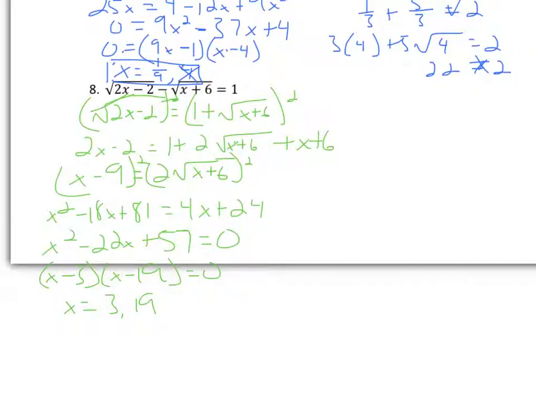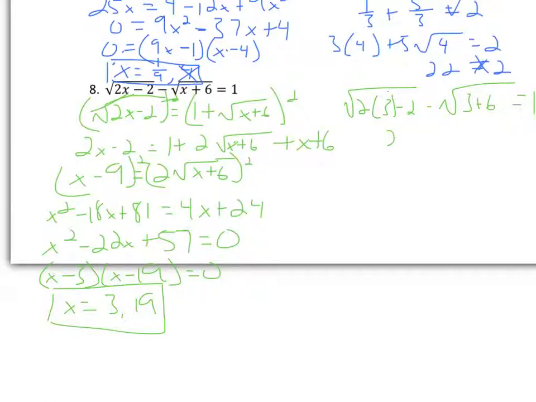Now we've got to plug it back in and check. Okay, so we've got square root of 2 times 3 minus 2, minus square root of 3 plus 6. And we want to know if that equals 1. So 2 times 3 is 6. 6 minus 2 is 4. Root 4 is 2 minus 3, because we've got 9, square root of 9 is 3, equals 1. Well, negative 1 does not equal 1, so that one does not work. So 3 doesn't work for us.